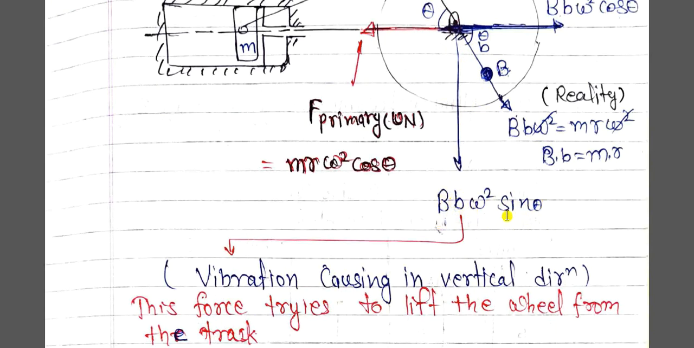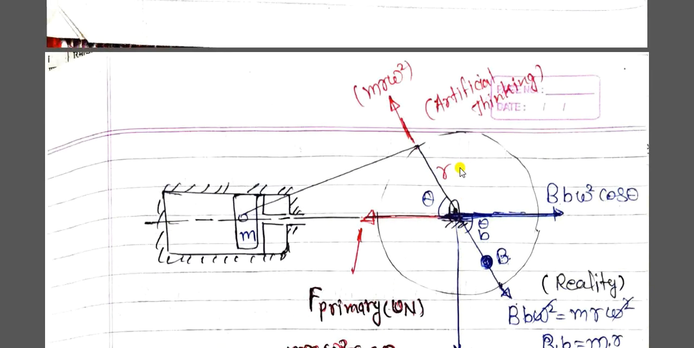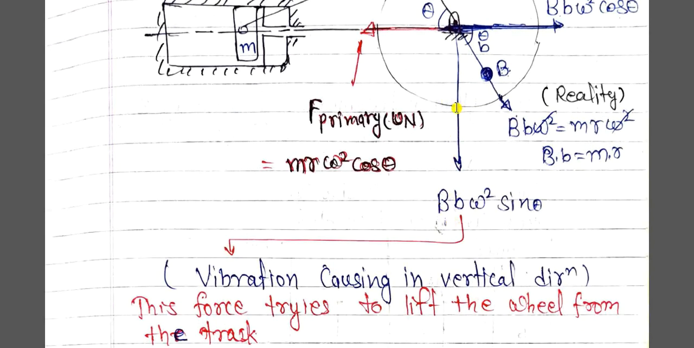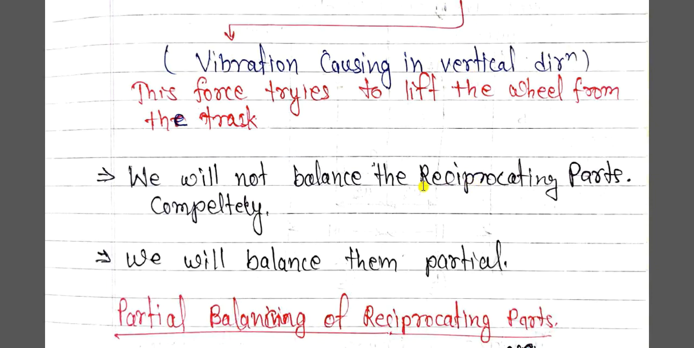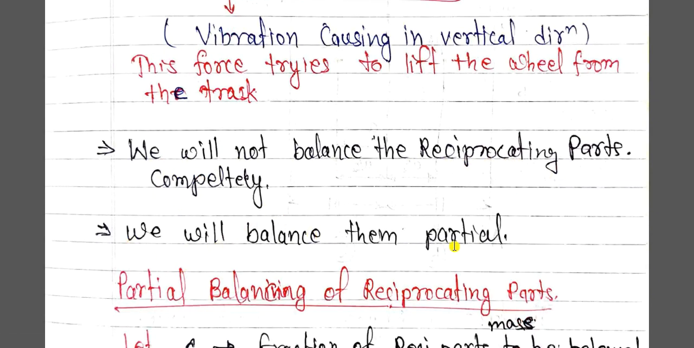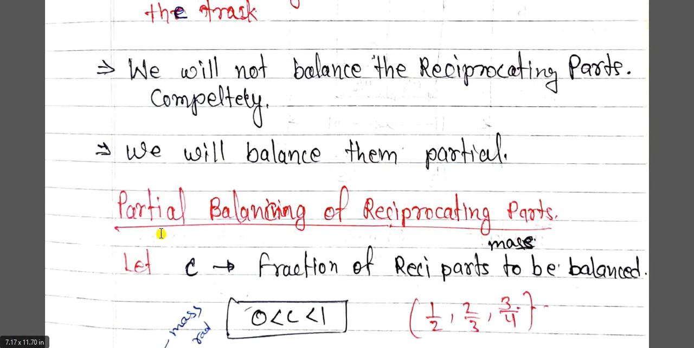If sine theta is equal to 0, it becomes 0, but when theta becomes 90 degrees, it becomes maximum and tries to lift the wheel from the track. I call it the track because we will come to it later; this type of problem is faced in the locomotive engine. So that's why you do not balance the reciprocating parts completely, but only partially. So partial balancing of reciprocating parts now comes into the picture.